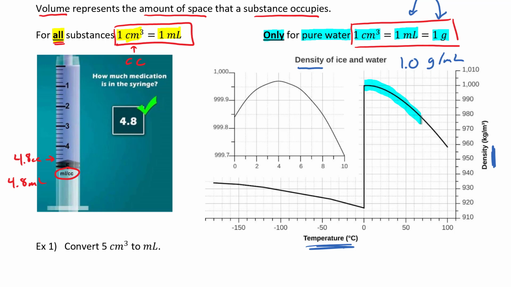This part of the graph is above 0 degrees, above freezing. This value here represents that 1 gram per mil. Our units are different, kilograms per meter cubed, but if you converted that over, that would convert over to grams per milliliter. You can see from 0 to 100 degrees Celsius, there's not a whole lot of change in that. So that's why we usually just refer to water as being 1 gram per mil.